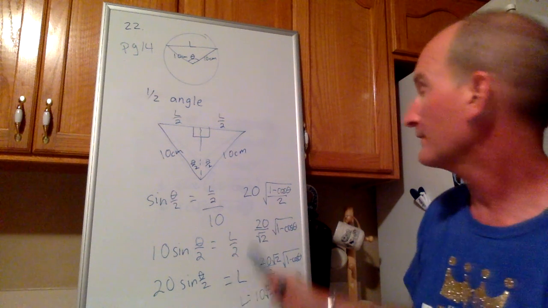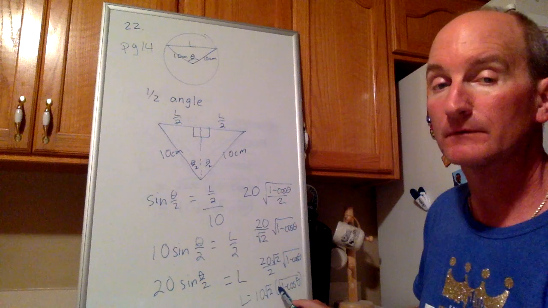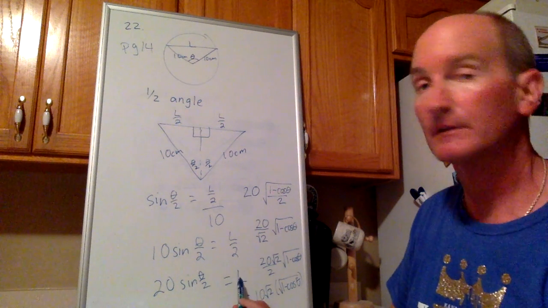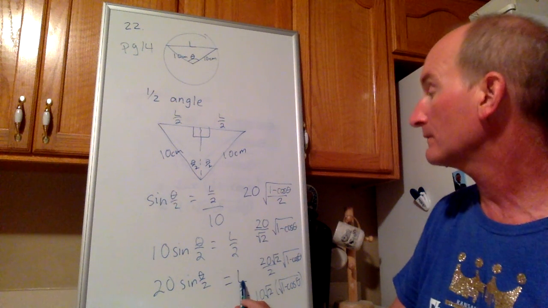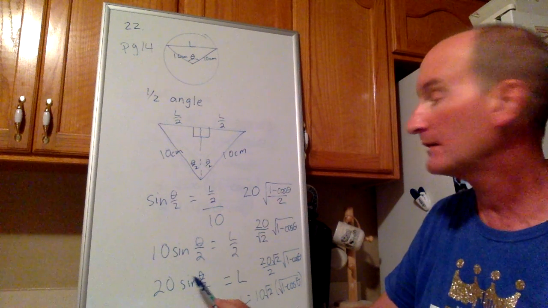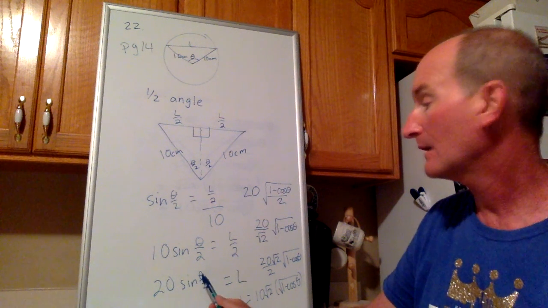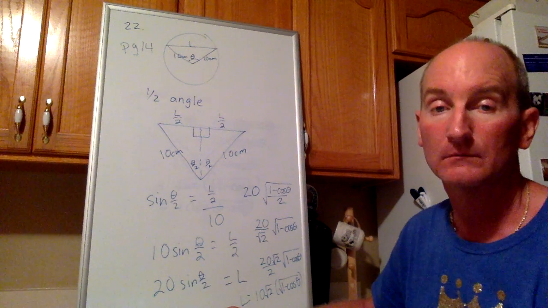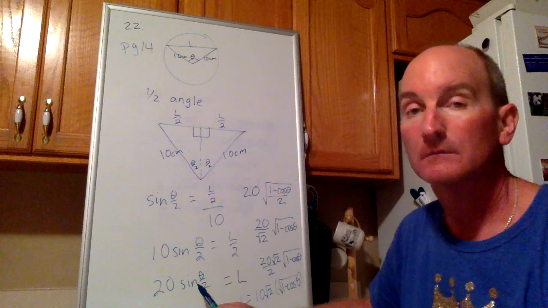Now we didn't necessarily have to go this far. We could have stopped here because that still is expressing the length of this chord as a function of theta. But in this case, the function is a sine function, and we're taking that angle and dividing by 2. But this is another way we can work this problem.